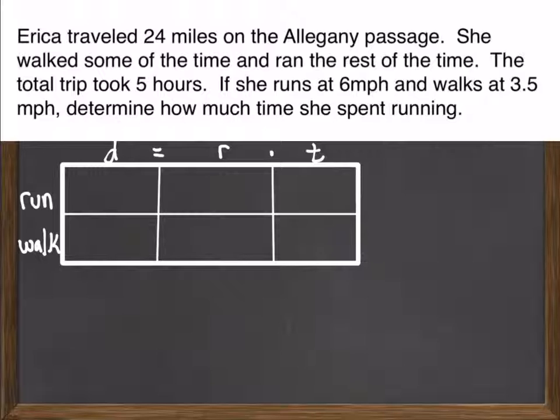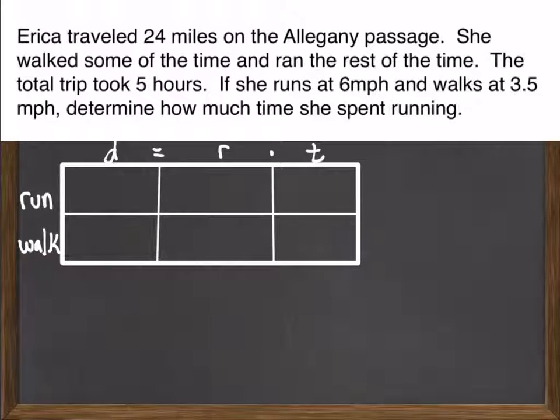So I would begin by labeling each of my categories. She traveled some distance running, and she traveled some distance walking. So we're dealing with two different kinds of distances: distance ran and distance walked. And then for each one of these, we have to figure out her distance, her rate, and her time.